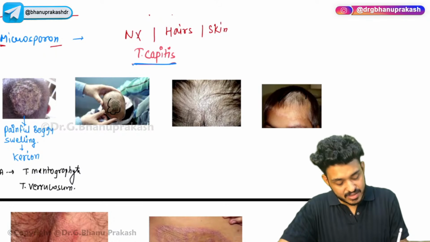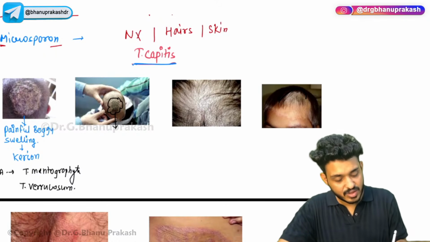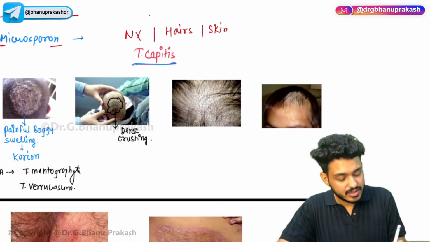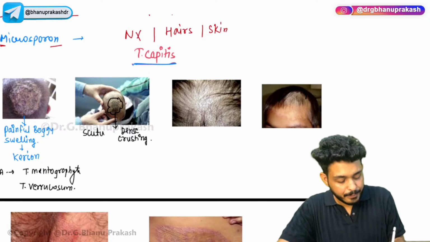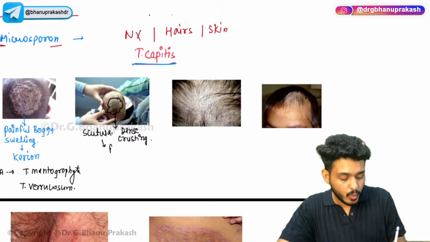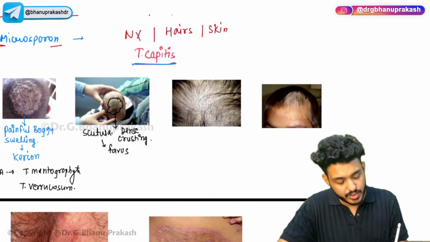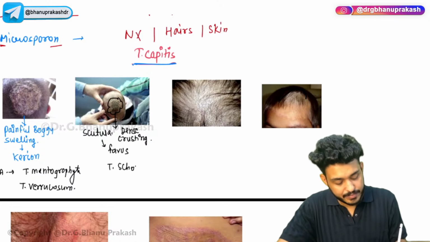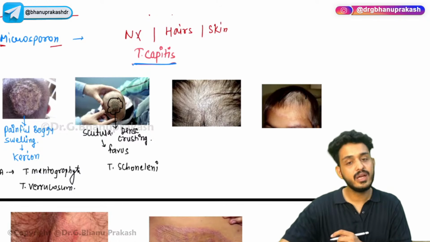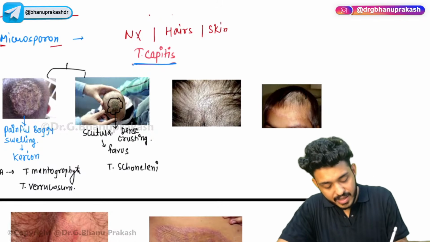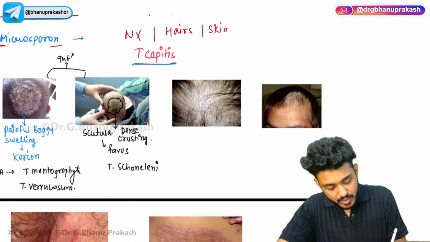Okay, second thing is your dense crusting. Can you see? This is your dense crusting. If you are finding these words, dense crusting, scutula, this is due to favus. This is due to favus, guys. And it is due to Trichophyton schoenleinii. The causative agent for this one will be Trichophyton schoenleinii. This one is also inflammatory type. Both of them are inflammatory type.